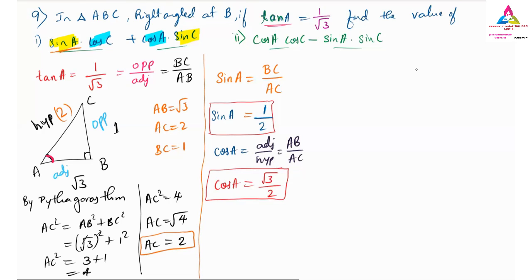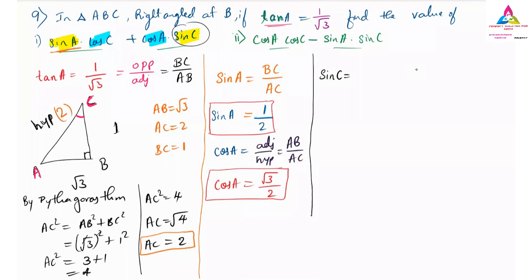Similarly, we have to go to sine C also, because in the question they have given it. Here we need sine C also. So let me go for sine C. When you are finding sine C, the angle is not A now. What is the angle we have to concentrate on, the main angle here? Angle C. So this is the main angle.